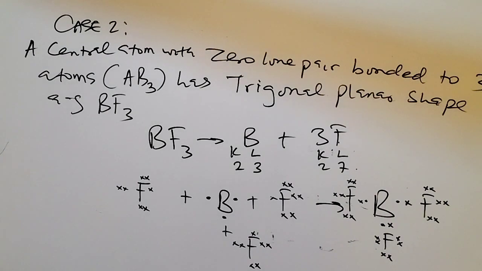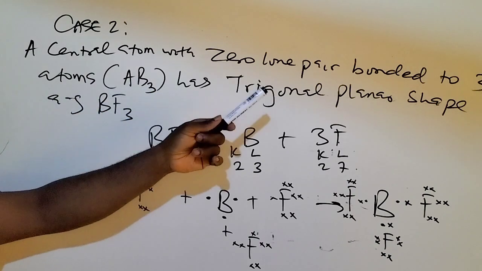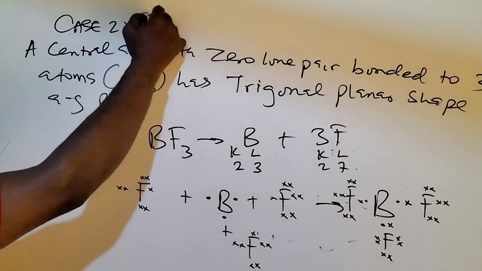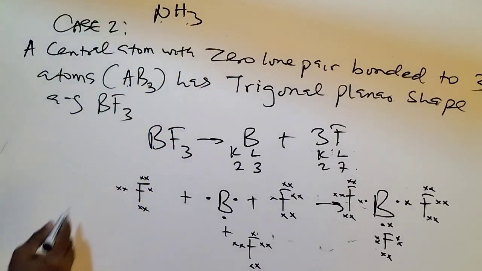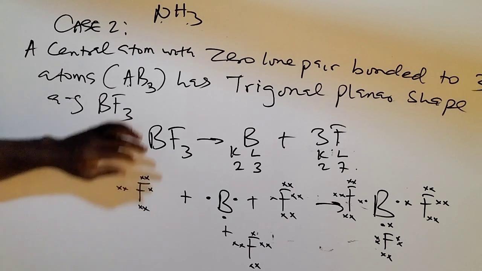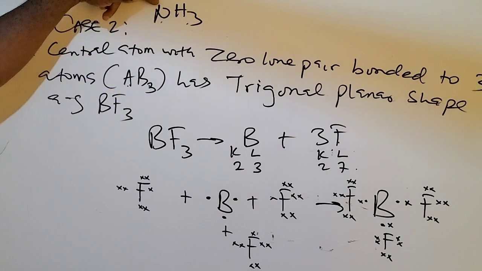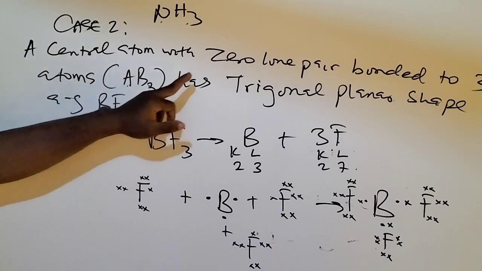Now in this case, this molecule corresponds to this formula. There are a lot of molecules that can have this formula, but they are not trigonal planar. Like ammonia has this formula and corresponds to AB3, but ammonia is not trigonal planar. Why is it so? Because in ammonia, nitrogen has a lone pair on it. So we're talking about a case where the central atom has 0 lone pair.